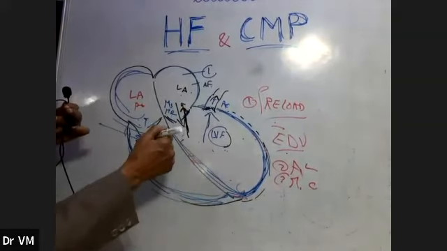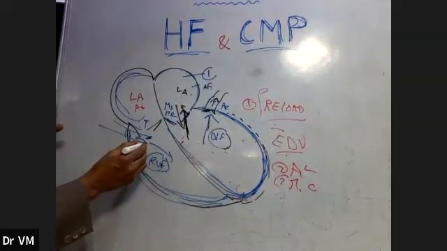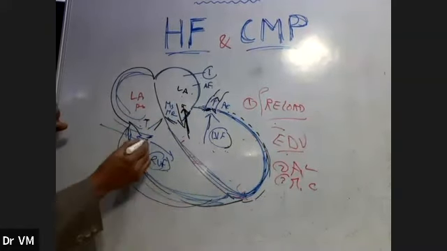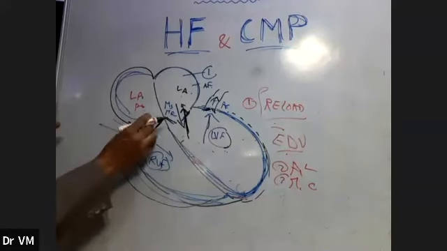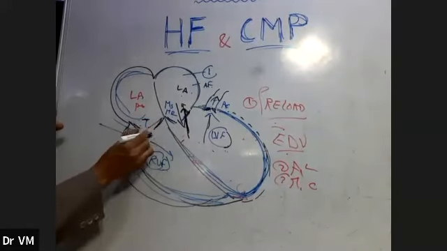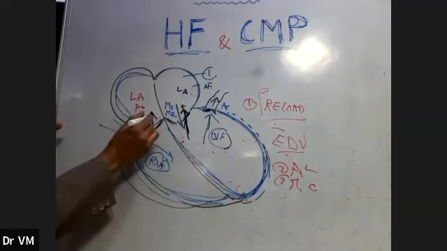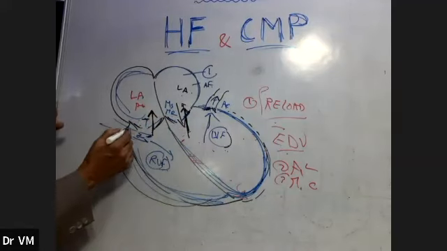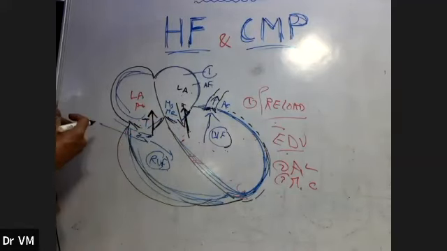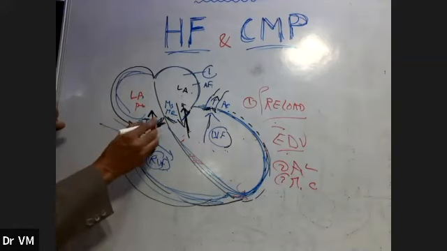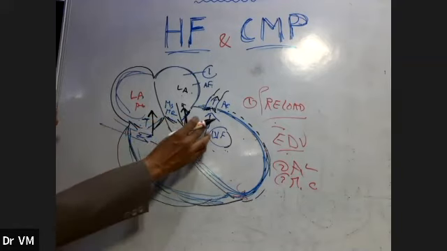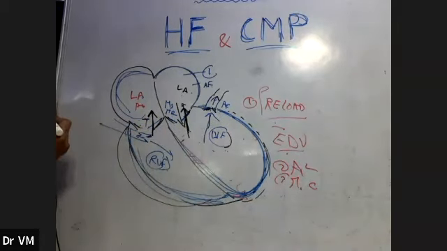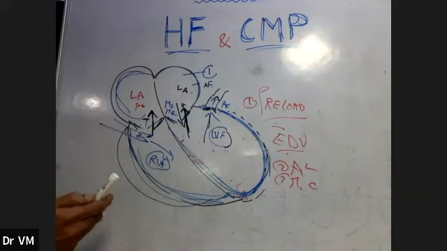Same thing happens on the right side also. So when the right ventricle is enlarged, the tricuspid valve ring gets widened, and you get tricuspid regurgitation. You may also find a TR murmur. So you may find an MR murmur, you may find a TR murmur. These murmurs are functional murmurs because the valves are not defective. It is only because of chamber enlargement you are finding these regurgitant murmurs on auscultation of a heart failure patient.